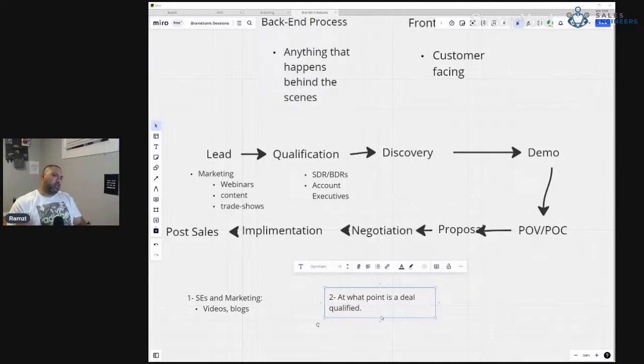Okay, so the deal is qualified, and that's the question that you have to ask yourself. But that's not a pre-sales question. That's more of a sales process question. At what point is the deal qualified from a business perspective? When it comes to the SE, if the SE is busy, then they have to create their own process and make sure that it's technically qualified to an extent.